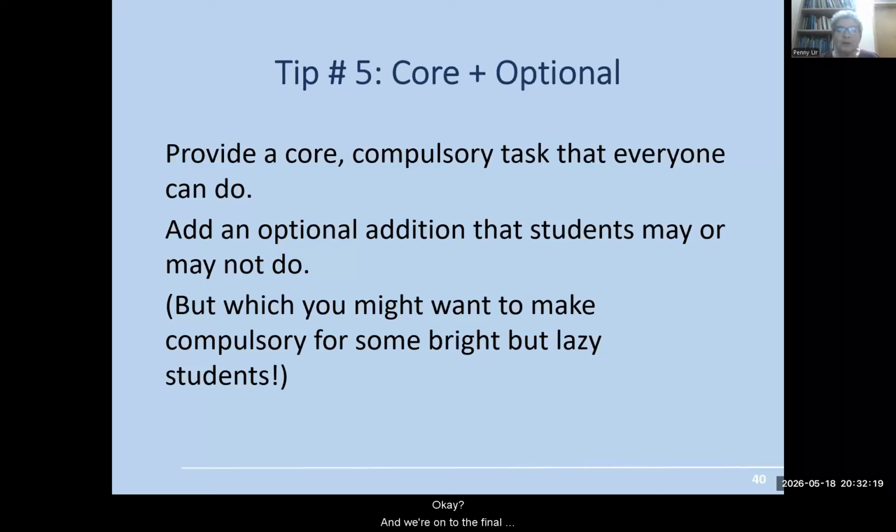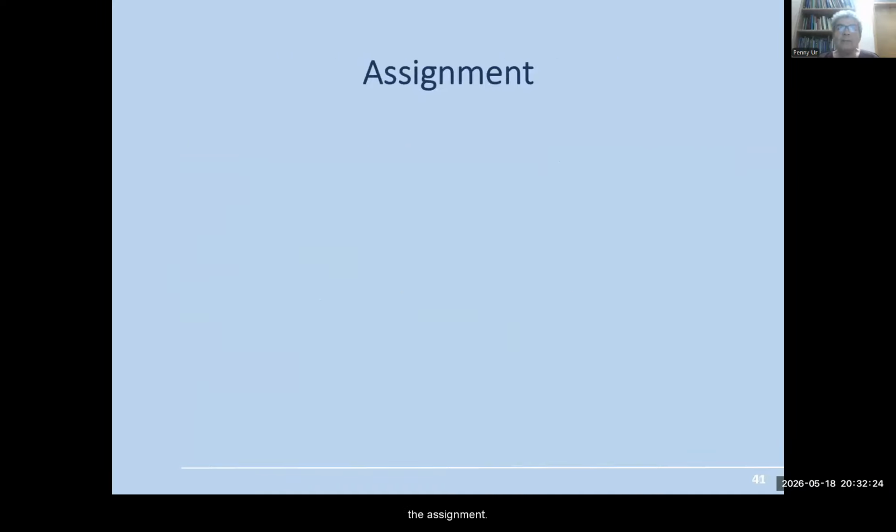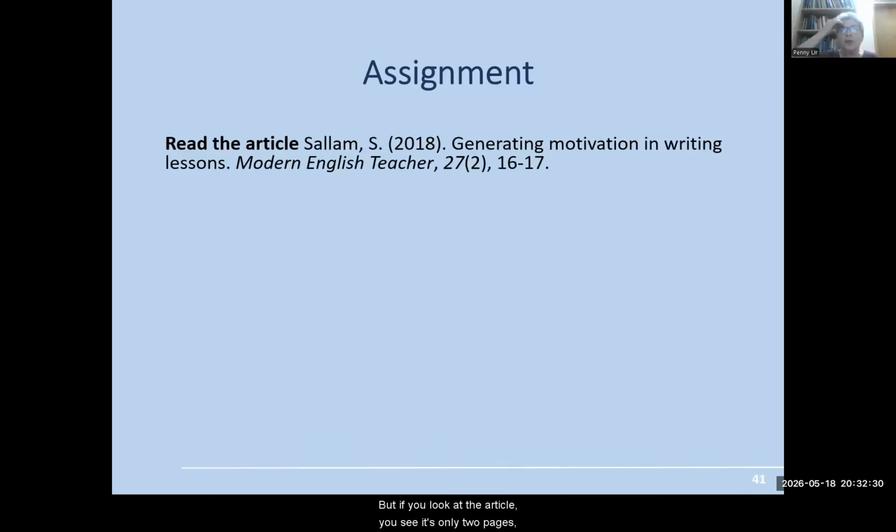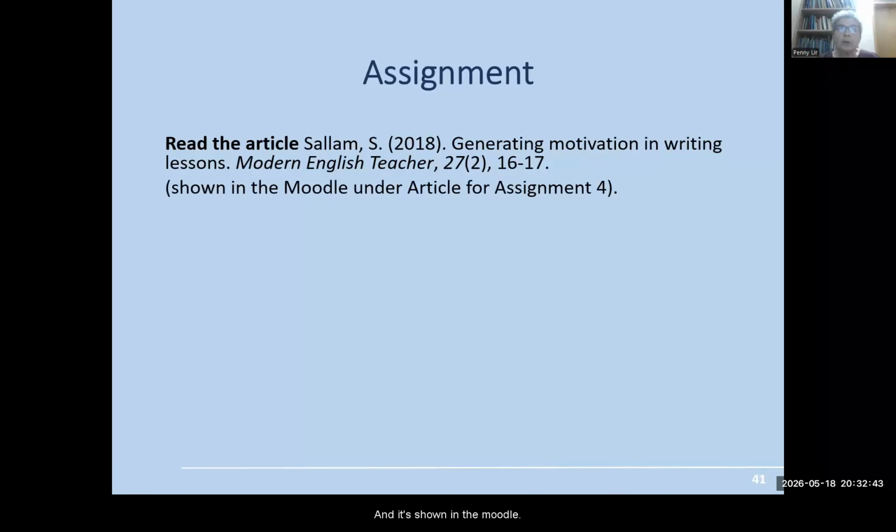Okay, and we're on to the final section of this presentation today, the assignment. First, I'm asking you to read an article, but if you look at the article, you'll see it's only 2 pages, so it's not very long. And it's called Generating Motivation in Writing Lessons. And I'd like you to read it, please. And it's shown in the Moodle.